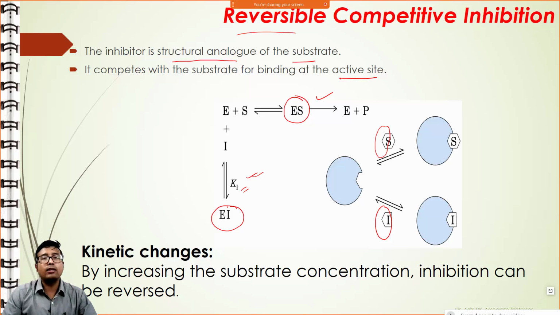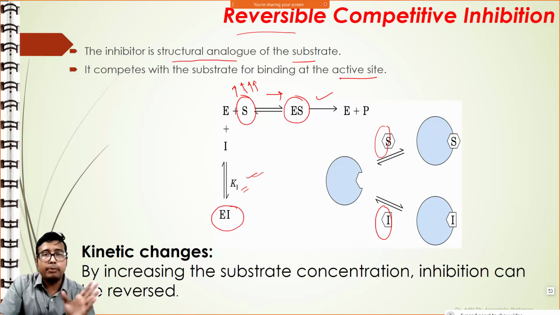But the good thing over here is, since they are competing with each other, if we increase the concentration of substrate so much, remember in any equilibrium reaction, if we increase one side, the reaction will be driven to the other side. So if the substrate concentration increases so much that it overwhelms the concentration of the inhibitor, the reaction will go towards this and inhibition will be reversed. So this is competitive inhibition and this is the reversible one. By increasing the substrate concentration, inhibition can be reversed.